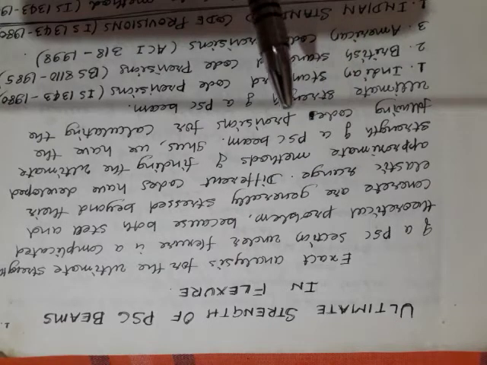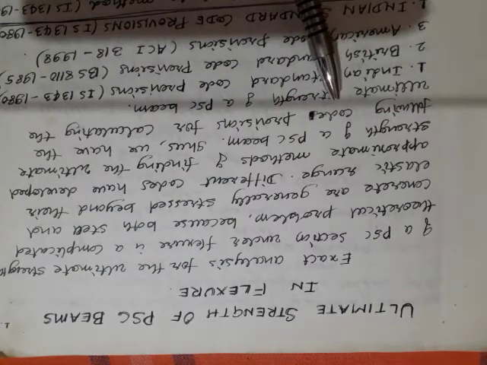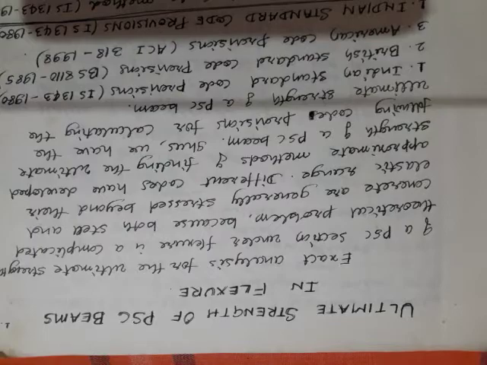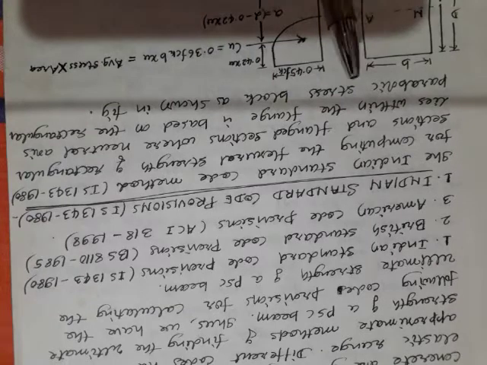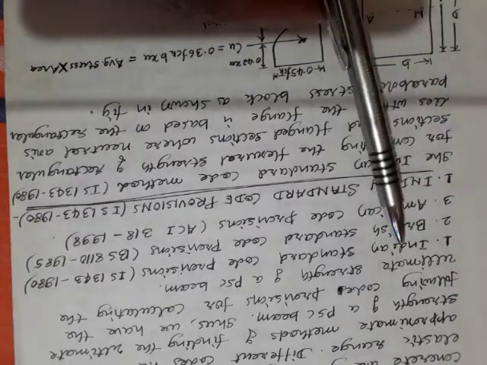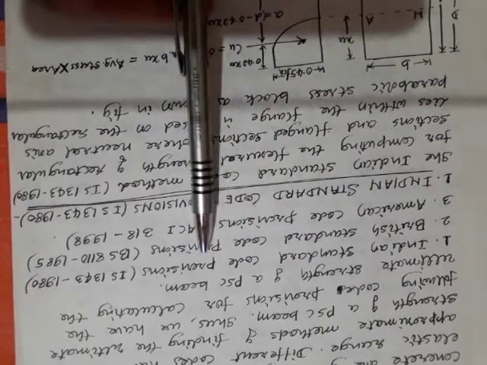The exact analysis for the ultimate strength is very, very difficult, because whenever it reaches the ultimate state, both your concrete as well as steel will be stressed beyond their elastic ranges. So it's very difficult to find out the ultimate strength, but still there are some efforts which have been done, and different codes give different criteria to calculate the ultimate strength. Accordingly, Indian Standard code provisions are there.